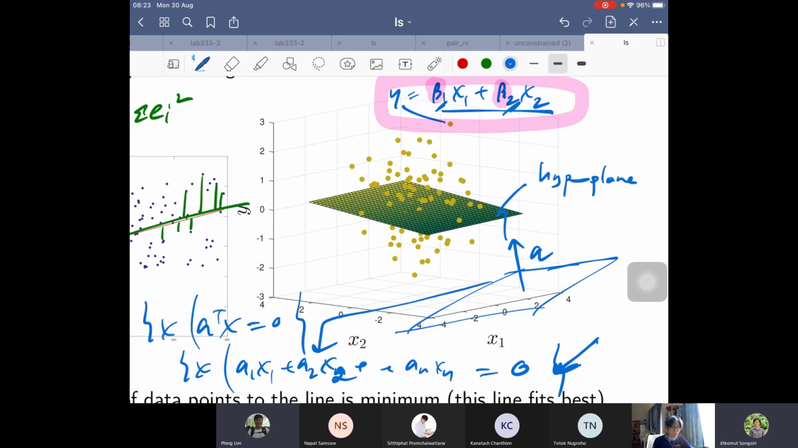Then, if you look at this associated with the linear regression model, you will see that after the regression fit, your best beta returned from linear least square is actually the normal vector of the best hyperplane that fits best to the data points.